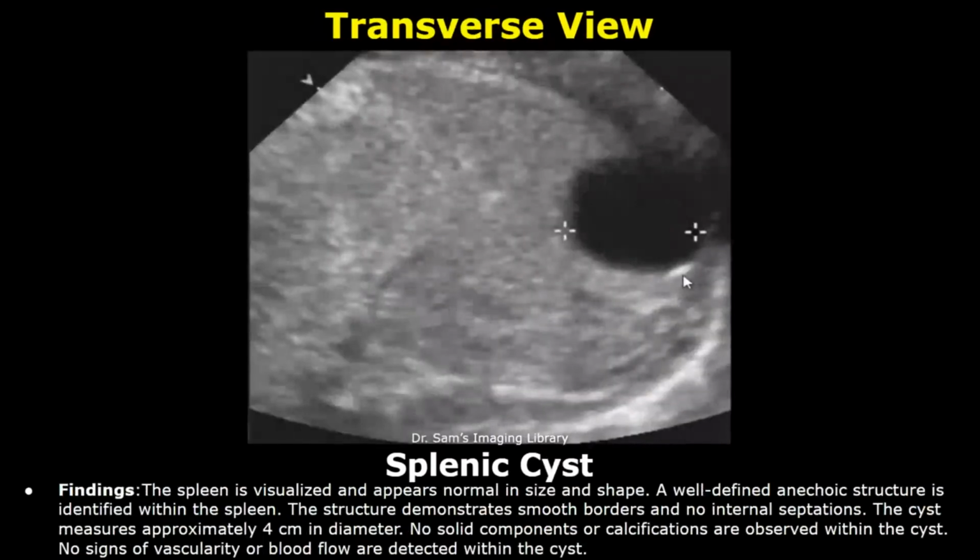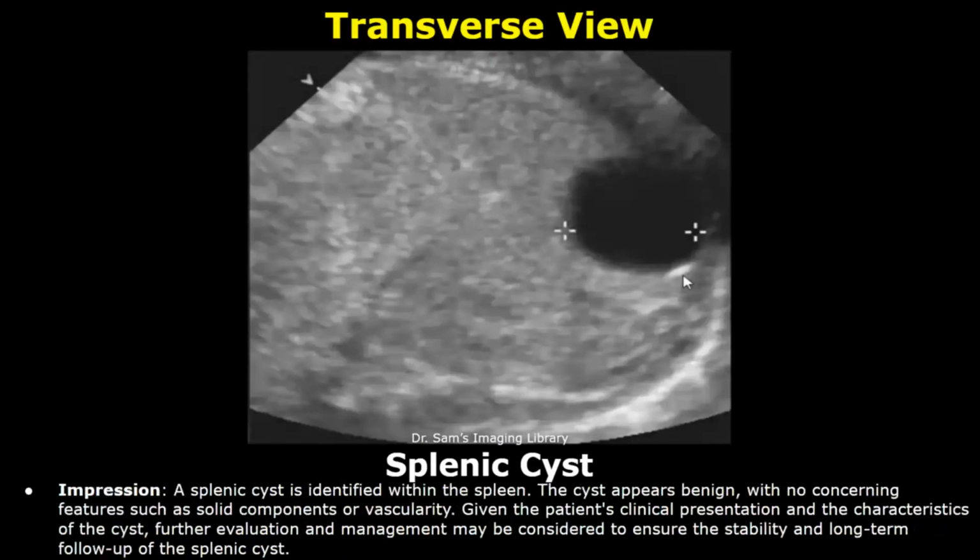Here is a case of a splenic cyst. These are the findings. A well-defined anechoic structure is identified within the spleen. It will have smooth borders and no internal septations. This is a case of a simple cyst. Then the size of the cyst is written. There were no solid components or calcifications within the cyst. Also, there was no vascularity or blood flow detected within the cyst.